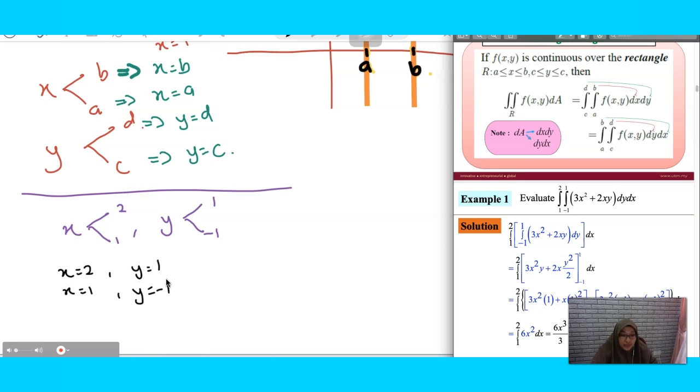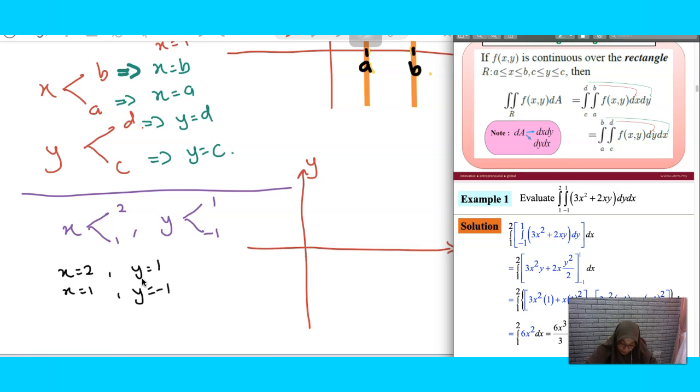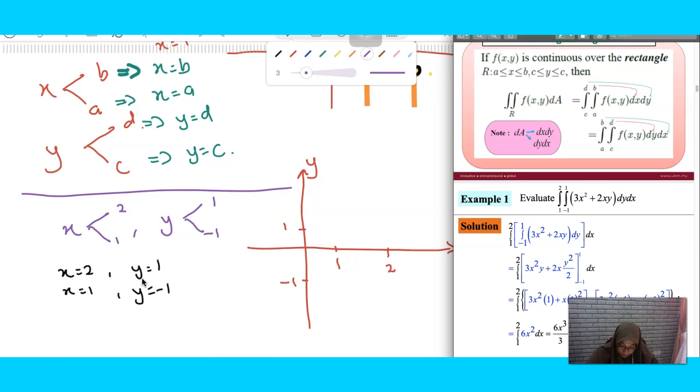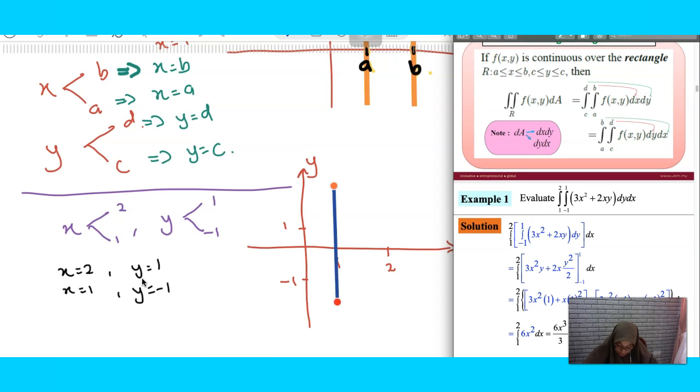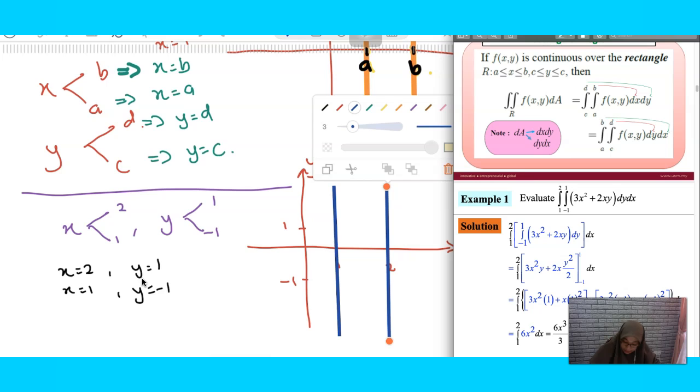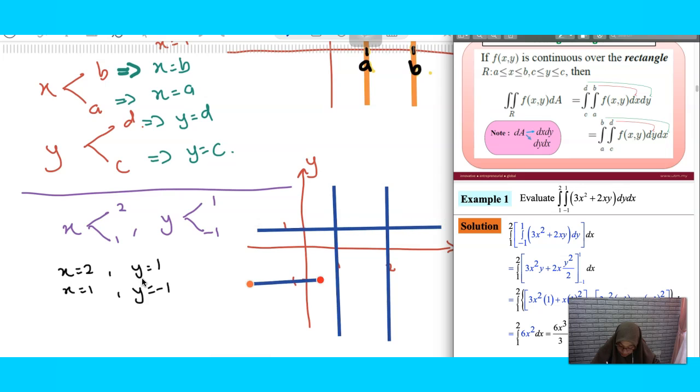So now what we can say is that the region should be bounded by all these lines. So now you draw, because your y can be negative, so this is y and this is x. So you have x equal to 1 and 2, and then y equal to 1 and minus 1. So now we draw the lines. I start with x first, that is x equal to 1, and then x equal to 2, and then y equal to 1, and then y equal to minus 1.